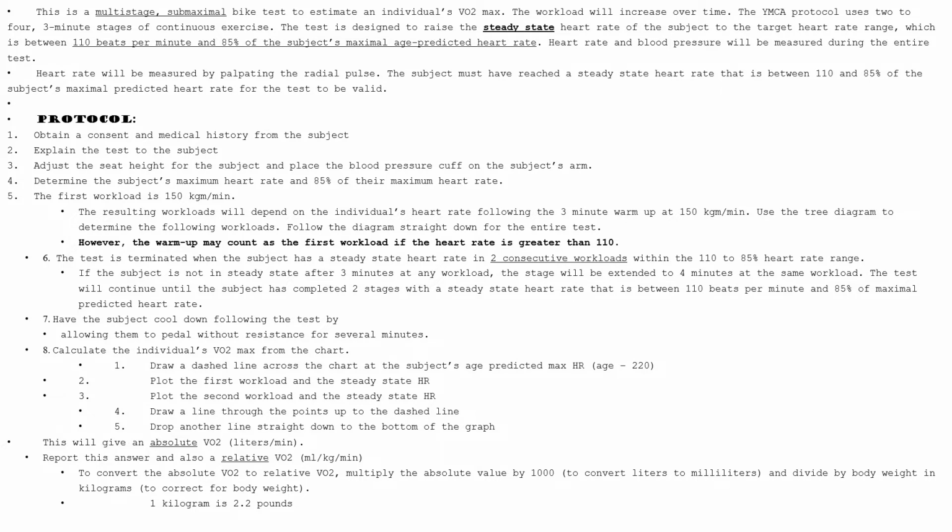There are 3-minute stages. We are looking for a steady state heart rate, which is usually defined as less than 5 beats between 2 separately measured heart rates, and I'll show you those. The heart rates must be between 110 and 85% of the subject's maximal age predicted heart rate, which is different from the Astrand where I think it's, I forget, maybe 125 and then 75%. Don't quote me on that. I forget off the top of my head.